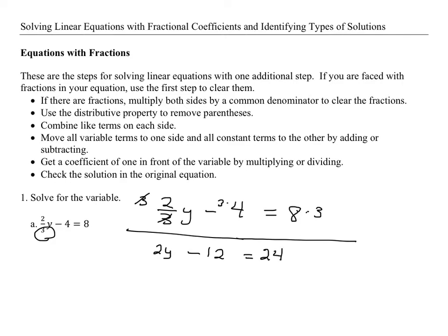And now we're like, oh, I can do this. So we're going to add 12 to both sides. So 2y is equal to 36. Divide by 2, get that coefficient of 1 in front of the y. y is equal to 18. And we're lucky in this section that you can use your calculator if you need to.